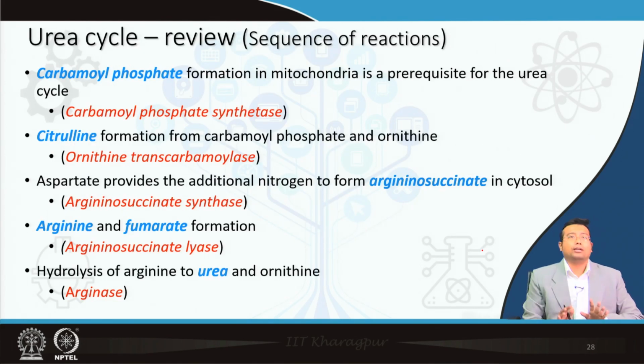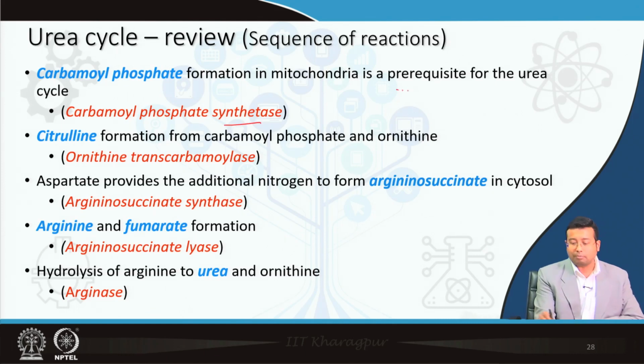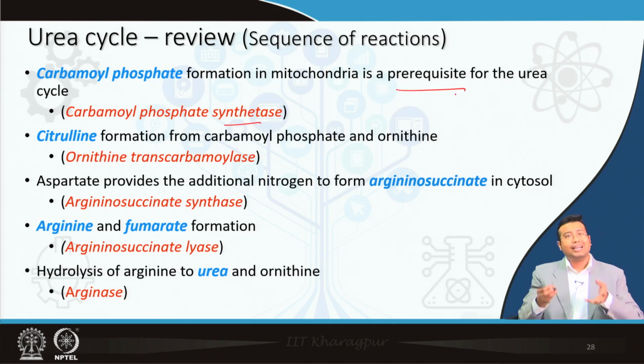So, if we review the whole sequence of reactions, the first step is synthesis of carbamyl phosphate by the enzyme carbamyl phosphate synthetase, which is a prerequisite for the urea cycle. In the next step, citrulline is formed when carbamyl phosphate acts with ornithine. CPS is the abbreviation of carbamyl phosphate synthetase. Okay. Next step, what happens?